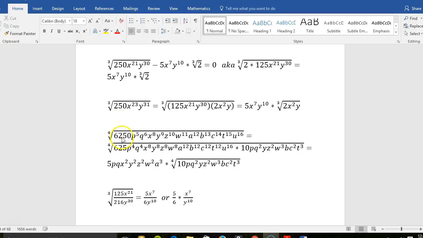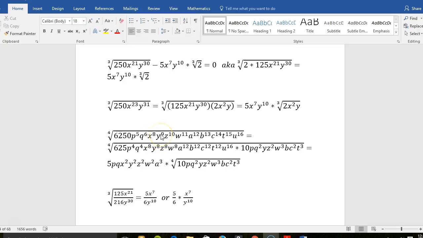Let's say I've got the fourth root of 6,250 times all this stuff here, where my cursor is. Well, notice that I'm doing the fourth root, so I need to find the largest multiple of 4 that is smaller than that exponent. For example, for p, I need to find the largest multiple of 4 that is smaller than 5, which would be 4 itself. For q, I need to find the largest multiple of 4 that is smaller than 6. Again, that would still be 4 itself. Now for x, notice 8 is already a multiple of 4, so we don't mess with it. We move on to the next letter.